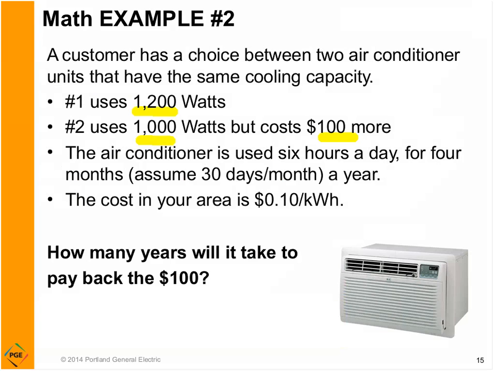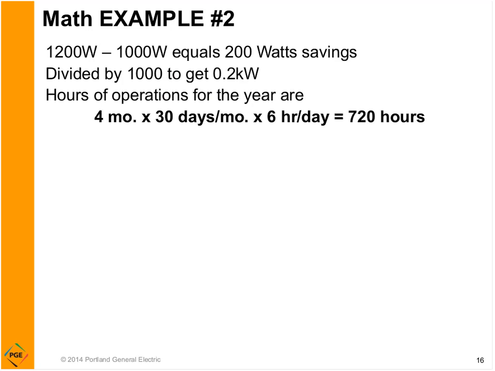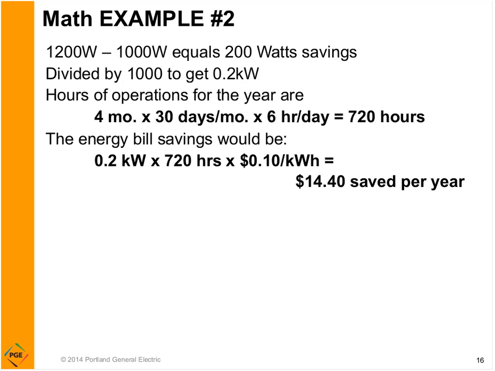So in this case, the choice between these 2 machines is the 1,200 watts minus the 1,000. I'm getting a 200 watt savings. I'm dividing that wattage by 1,000 to get 0.2 kW. My hours are the 4 months times the 30 days, it's on every day, times the 6 hours a day, I get 720 hours. The energy bill savings then would be 0.2 kW times 720 times 10 cents, $14.40 saved per year.